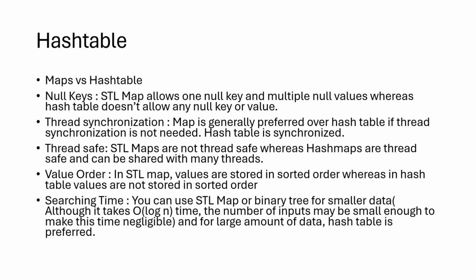Searching time, right? Timing is very important. You can use map or binary tree for smaller data because it's going to take log n time. The number of inputs may be small enough to make this time negligible. But for a large amount of data, hash table is preferred. So the two key ones that are easy to remember are the nulls, hash table doesn't allow nulls in it, and then the sorting order. Those I think you can remember fairly easily.